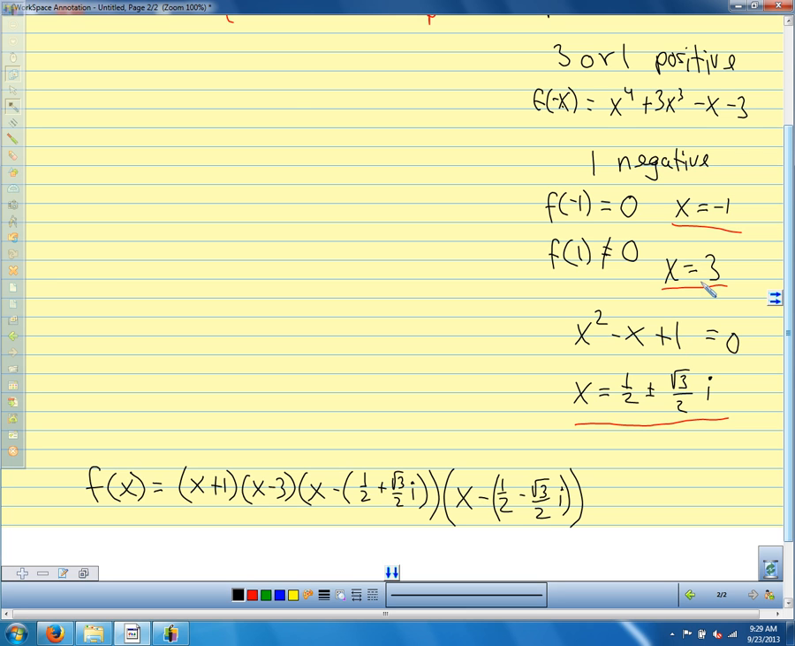Questions on that, on the procedure? It's the same procedure we've been using for a week and a half or so now. Find our possible roots, synthetic division, get down to a quadratic, either factor or use a quadratic formula. We can find all our roots.